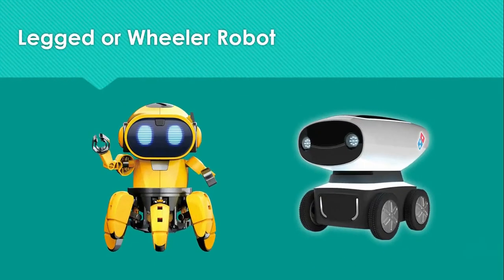The second type is legged robot or wheeled robots. These are a type of mobile robots that use mechanical limbs for movement. They are more versatile than the manipulator robots and can traverse many different terrains. I wish I had a robot that can go on long walks with me.